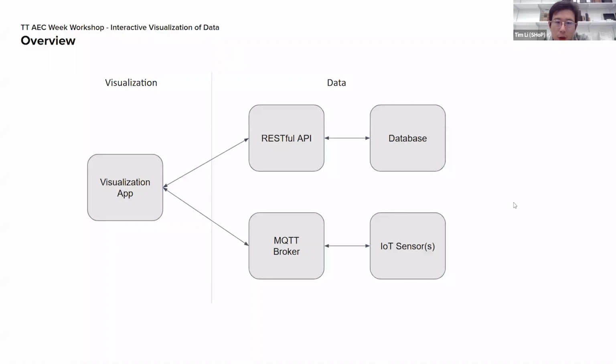This diagram is just to illustrate what we'll essentially do today. The data side is on your right. We basically use Airtable as the database component here, and the RESTful API to talk to our app. And the MQTT part is basically a client or broker that talks to IoT sensors, which we'll also touch on today.